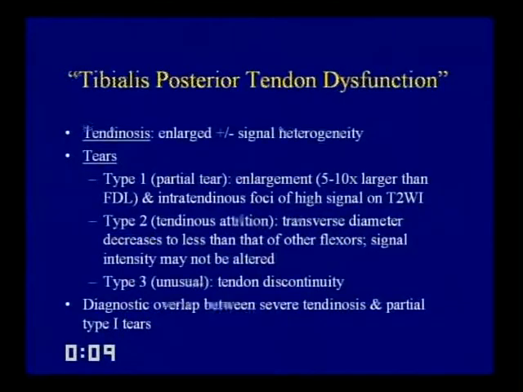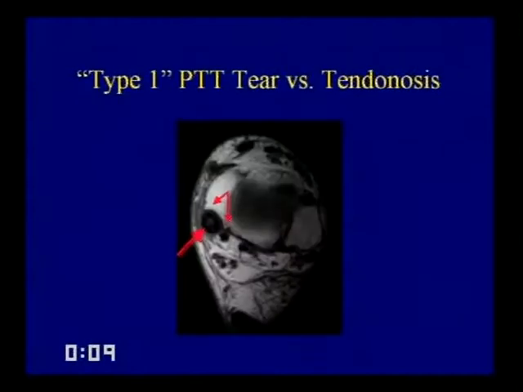Type 2 is a tendinous attrition process where the transverse diameter actually decreases to less than that of the other flexors, and the signal intensity may or may not be altered. Usually it is. Type 3 is unusual, actually, and that's just frank rupture of the tendon where it becomes discontinuous. And as with the Achilles, there's a diagnostic overlap between severe tendinosis and partial type 1 tears, and it can be a little bit confusing. For example, this could either be a type 1 tear or really bad tendinosis.